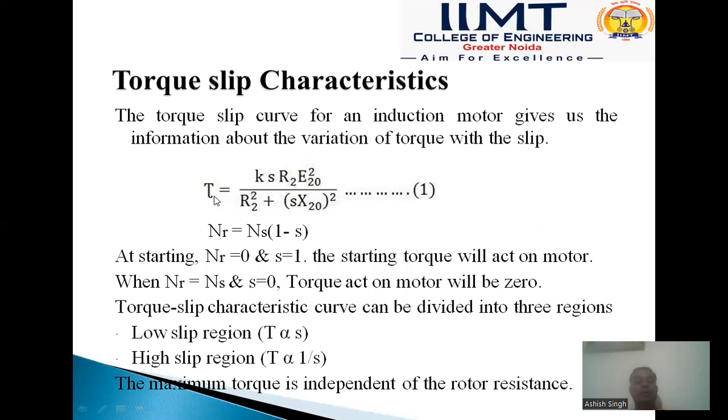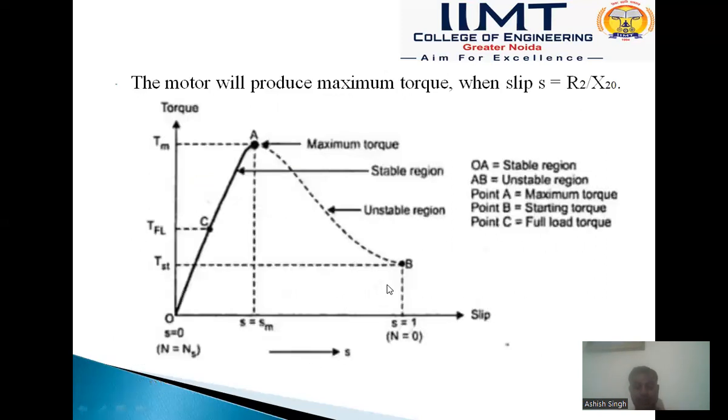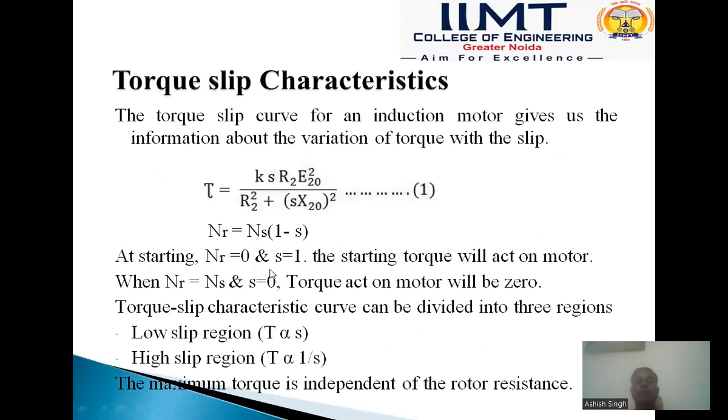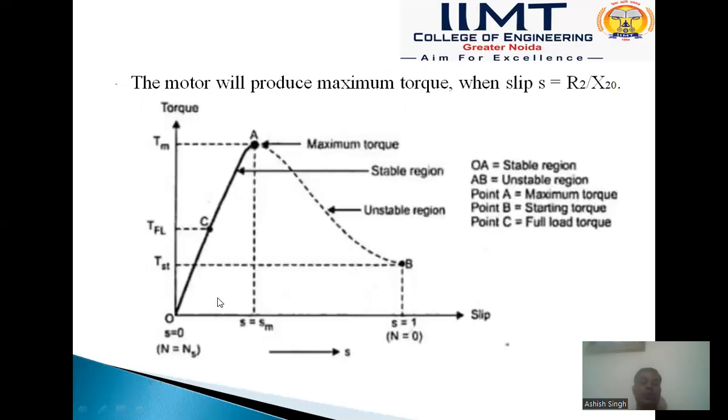The starting torque will become k E₂₀² R₂ divided by R₂² plus X₂₀². This is your starting torque, the torque produced at the time of starting. And at synchronous speed, when Nr equals Ns, s will become 0. When we put the value of s equal to 0, torque will become 0. So at synchronous speed, the three-phase induction motor produces 0 torque. So this is the graph of torque versus slip characteristics.